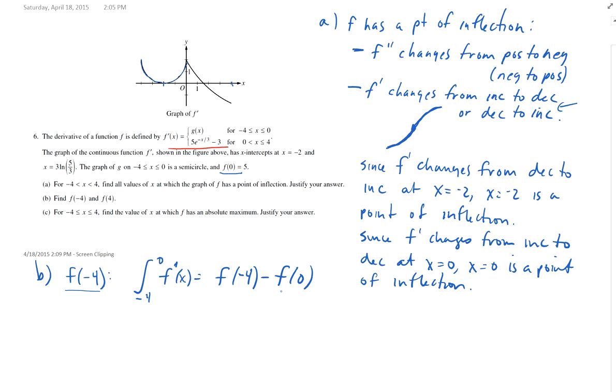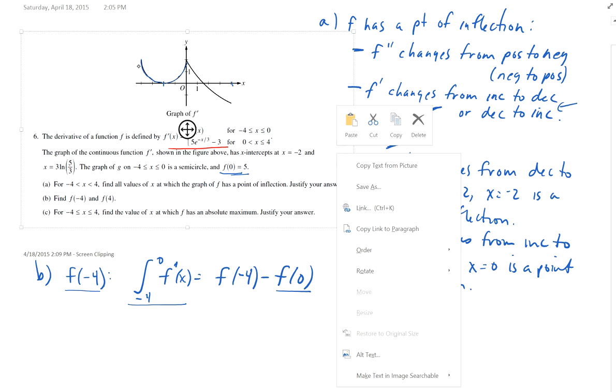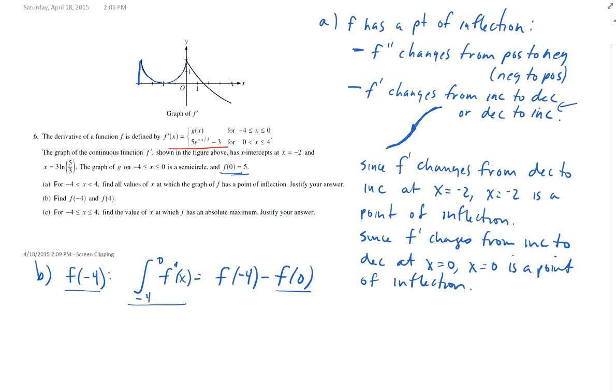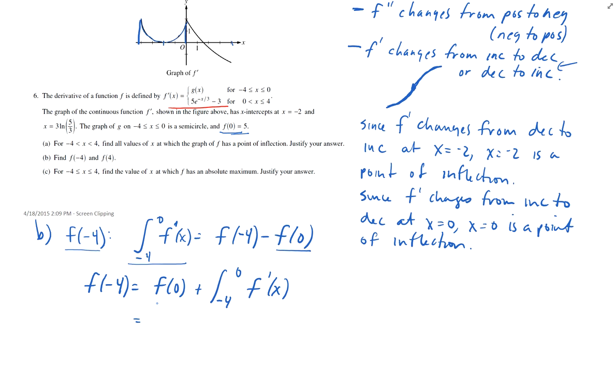So the question is, do I know what f of 0 is? And the answer is yes, it's 5. Do you know what the area under this curve is from -4 to 0? And since this is a semicircle, can we figure out that area? Yes, so therefore I should be able to figure that out. So let's do it. F of -4 would be f of 0, if I add it to the other side, plus the integral from -4 to 0 of f prime of x, which is f of 0 is 5, plus the integral from -4 to 0.